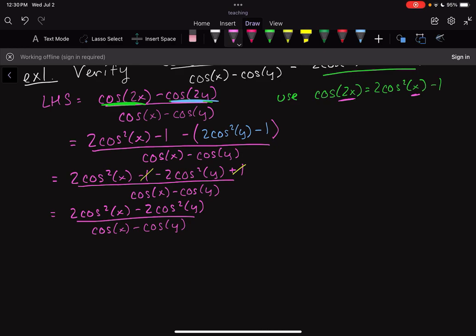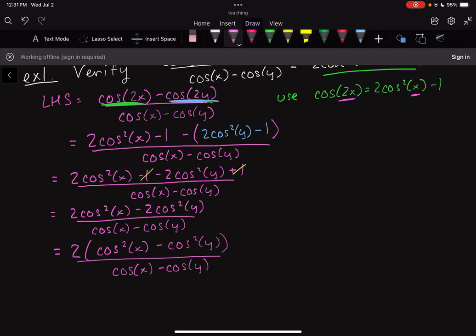You can't use division to undo subtraction. So we actually need to do some factoring first. The first thing I'm going to do is factor out a 2 just to get it out of the way. So I have 2, and then I'm left with cosine squared x minus cosine squared y, and this is divided by cosine x minus cosine y.